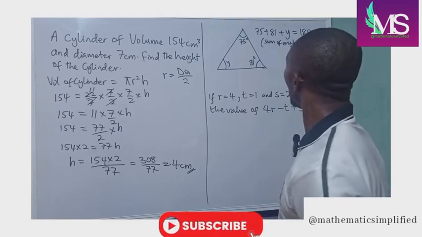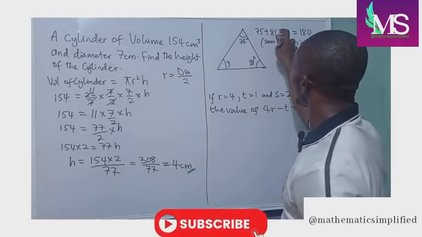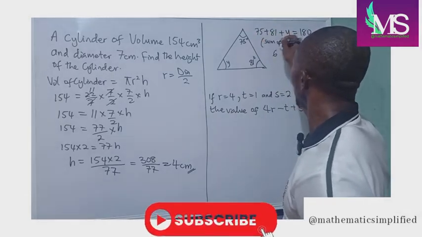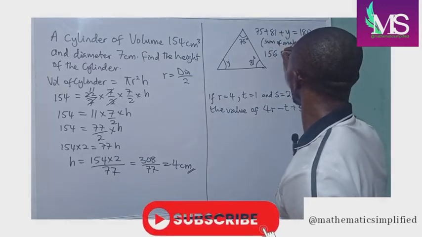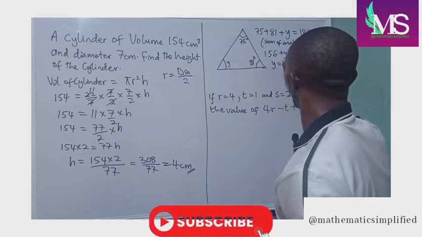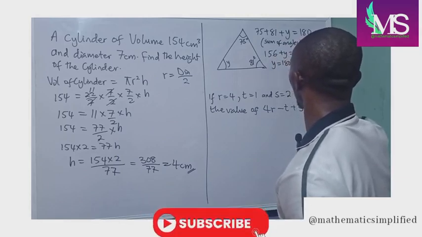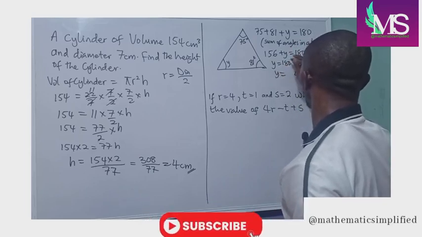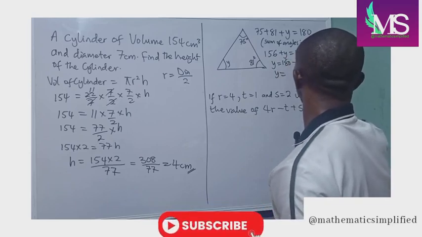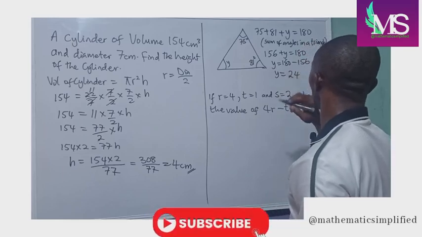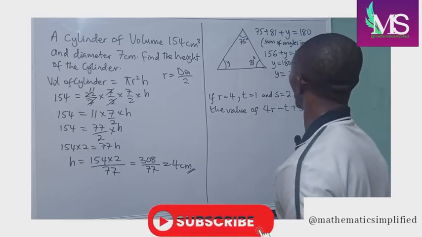Now 75 plus 81: 5 plus 1 will give us 6, 7 plus 8 will give us 15, so 156 + y = 180. So y will become 180 minus 156. So y equals 10 minus 6, 4. Then 7 minus 5 will give us 2. So this gives us 24 degrees.